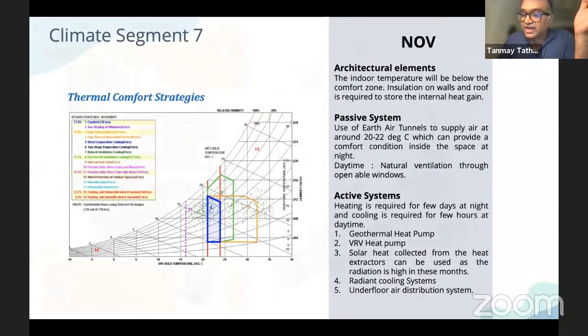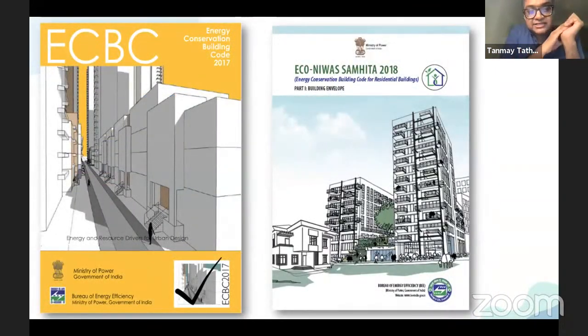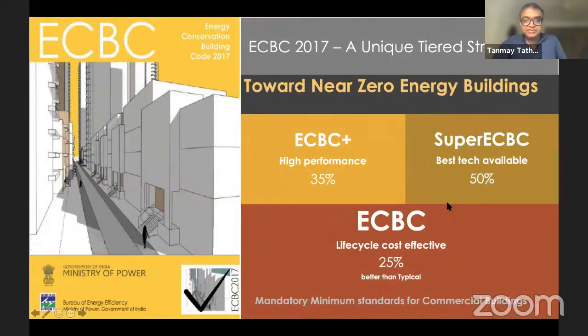And then once you have that understanding, you look at the codes and standards. So the ECBC code and the Eco-Niwas Samhita will give you the minimum or the best, the way you see it, whether you look at ECBC or Super ECBC, specifications for wall, windows, roof, etc. ECBC sets the minimum at about 25% better than the conventional building, and Super ECBC is roughly 50%. That's called a near net zero energy building. So that's the minimum one needs to go for, right?